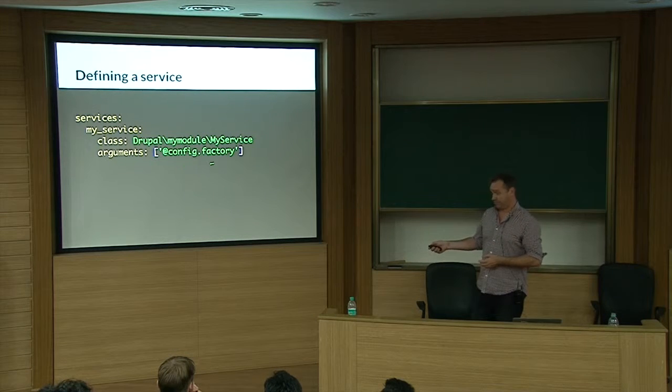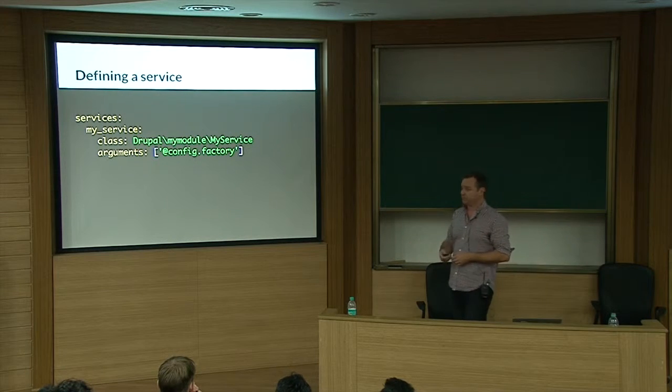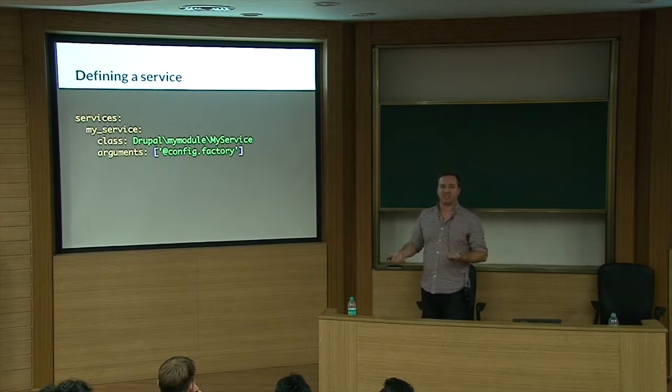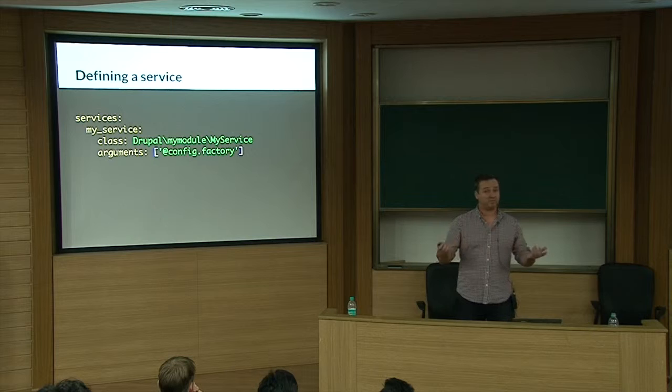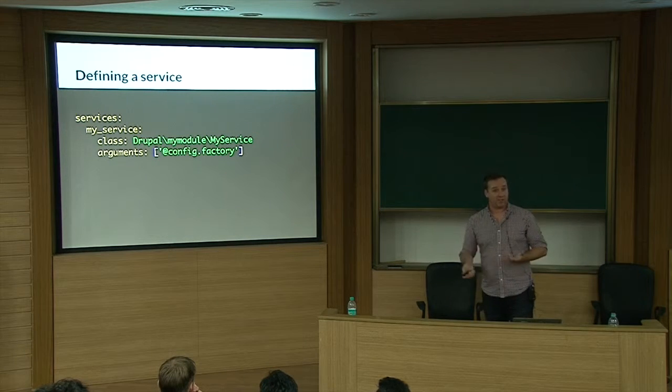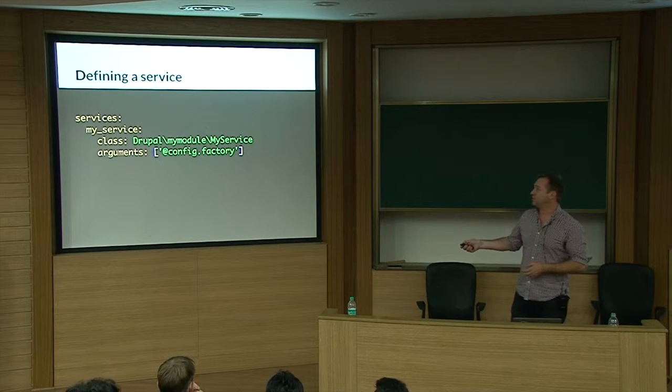And we can also do things like passing arguments. So here we're passing in the config factory, and this at symbol means it's basically another service that's been defined somewhere else. But this could easily be, say, the database connection or anything like that. So these will get passed into your class.